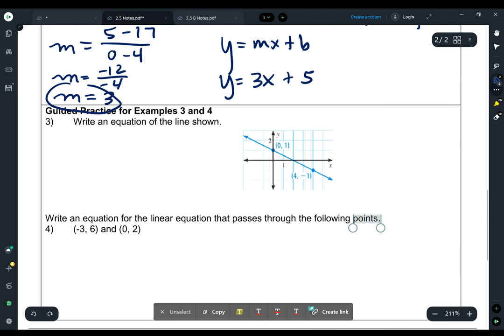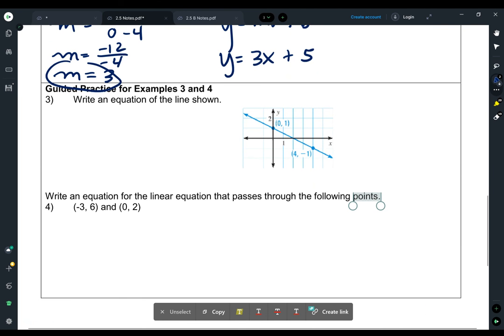So on these next two, you're doing some guided practice again. So you could pause the video again. I'm just going to go through and work these out. So you could pause it and then play this, and I'll kind of show you what to do.